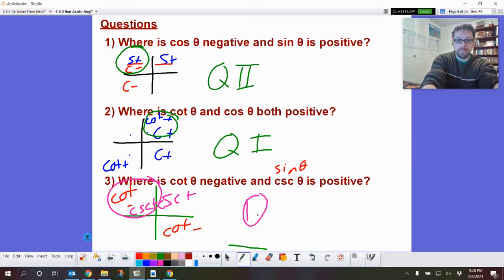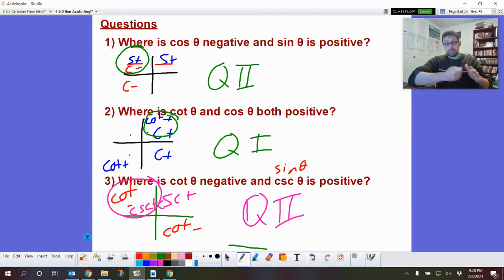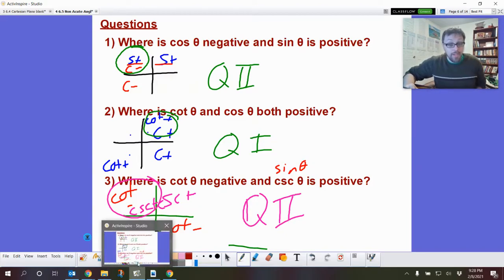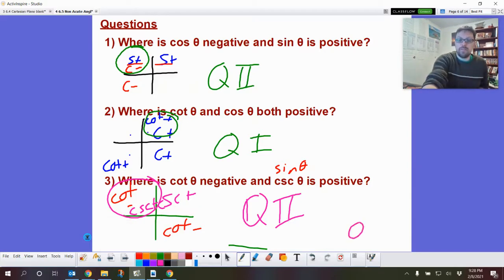It's quadrant 2 again. Note that I'm using Roman numerals for your quadrants. Please always use Roman numerals when talking about quadrants. I will mark it wrong if you use Arabic numbers, like if you use Q2. I will mark that wrong. We want to use Roman numerals.